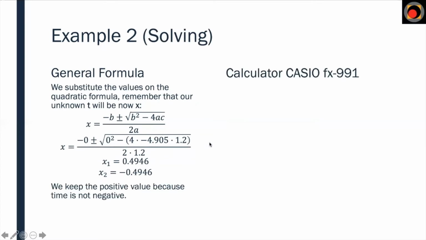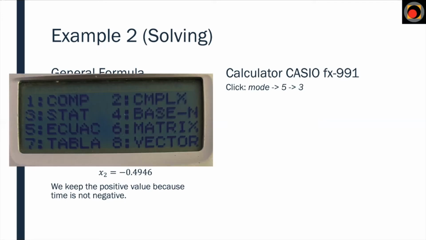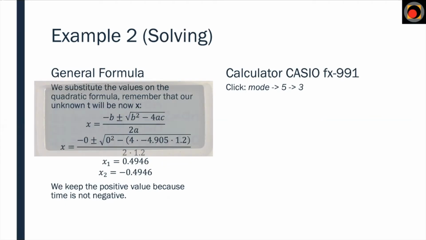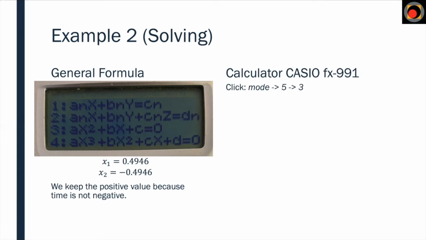Also, if you have the gray calculator, the Casio FX991, you can click mode 5.3. Mode 5 tells you that you are using the equation mode. If you see the number 5, once you click mode, it will say EQN of equation, or if it's in Spanish, ECUAC of ecuación. So you click on number 5 of equations, and then you have a couple of options. Look at number 3. Number 3 has exactly the form that I told you: AX squared plus BX plus C equals 0.